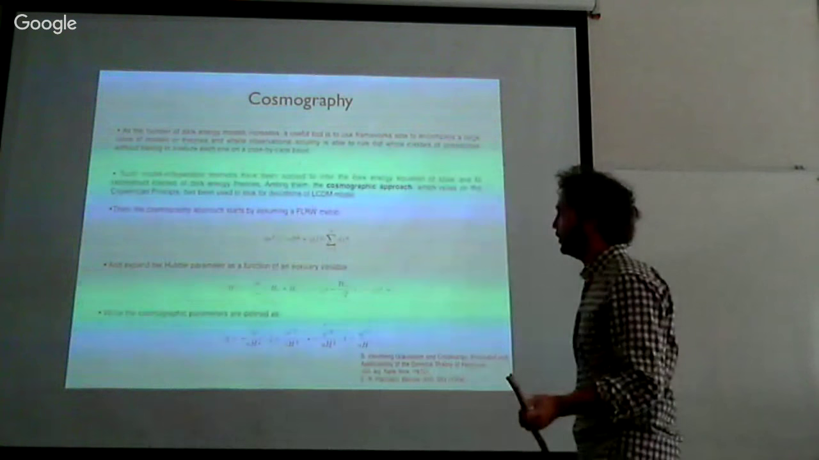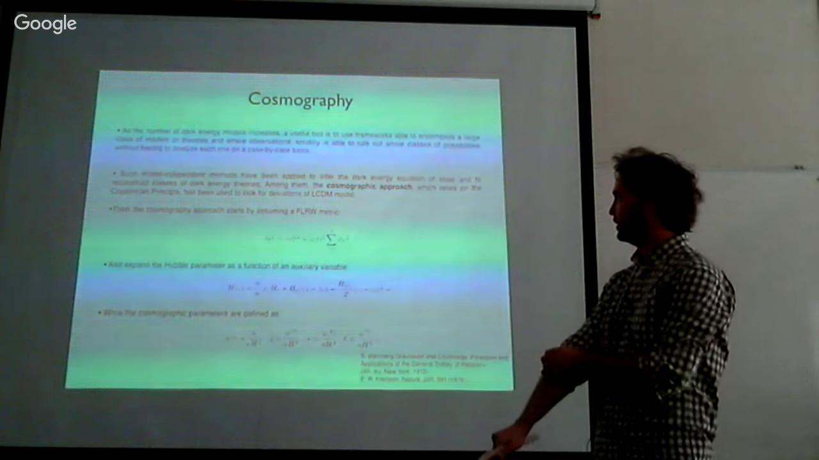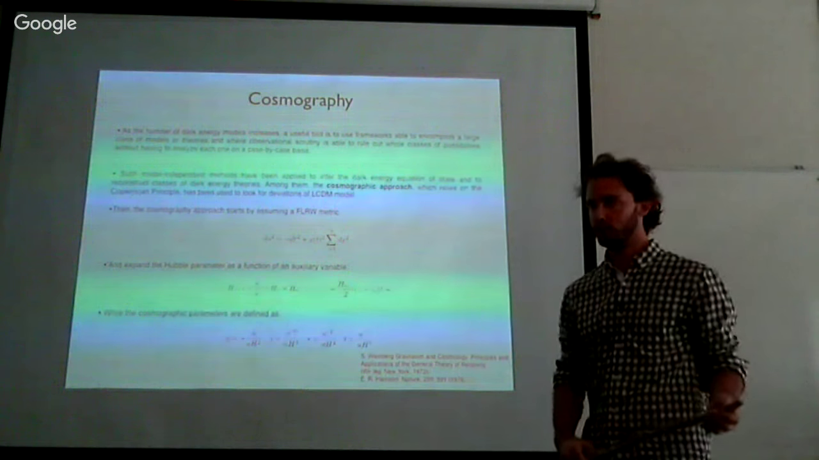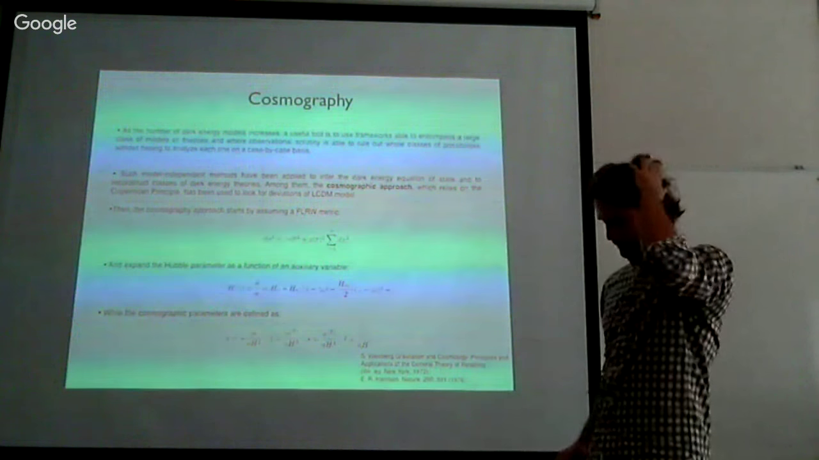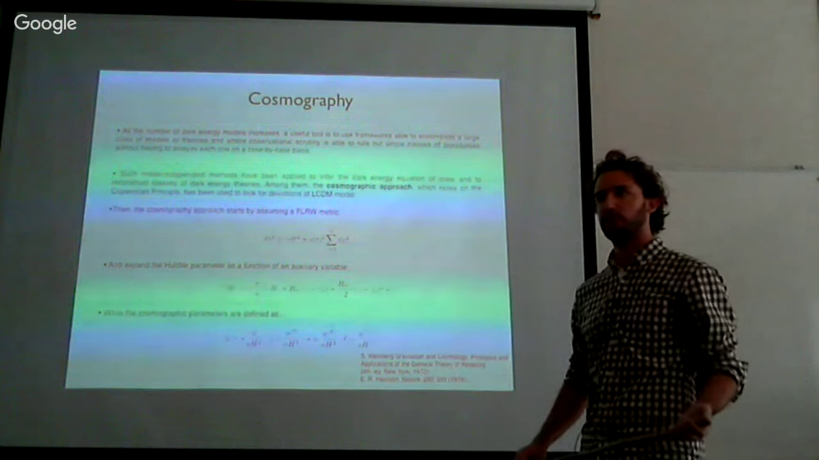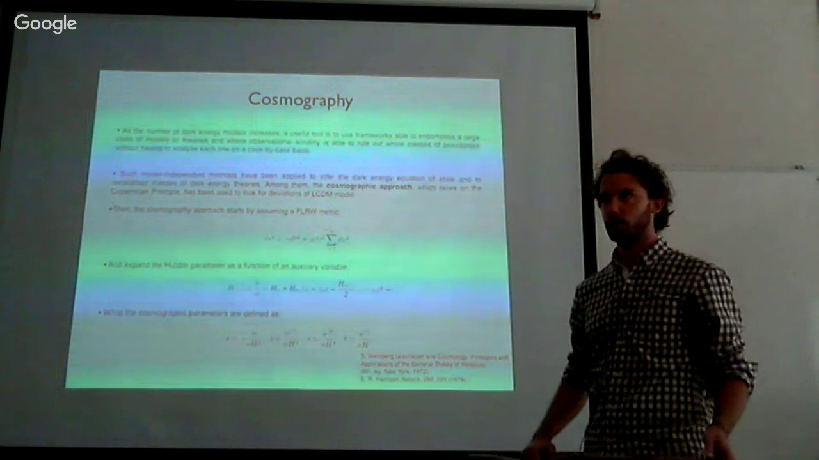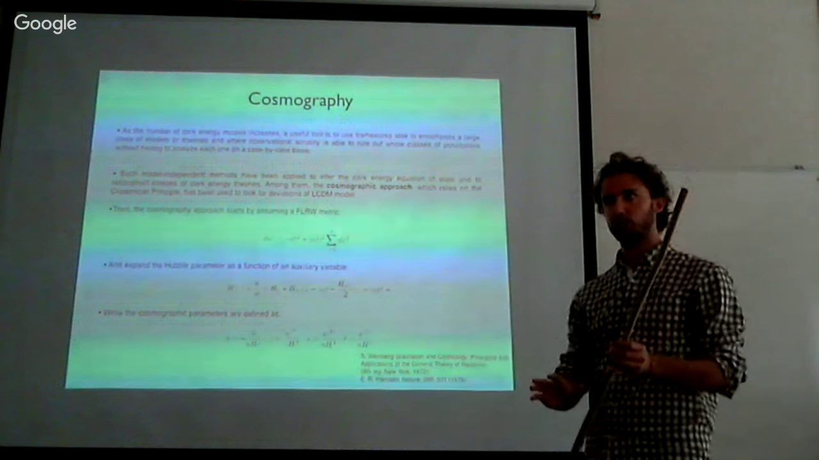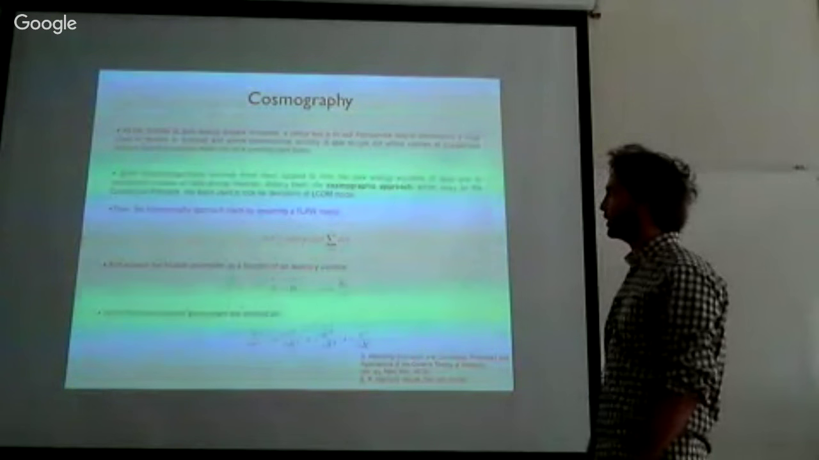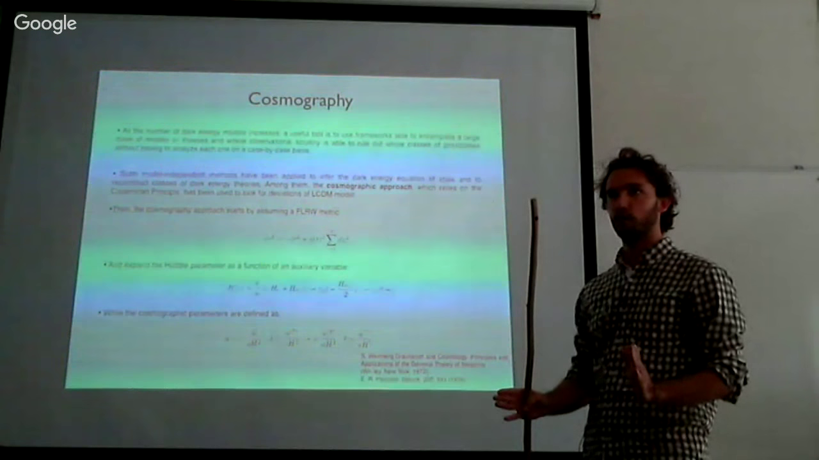So, another way of modeling the universe evolution, something that has been explored well in the last years, is what is called cosmography. Basically, cosmography is another tool for testing cosmological data in a model-independent way. So, we don't know the underlying theory, we don't know what dark energy is, but we can try to test how the universe evolution is, how it is close to the present day.